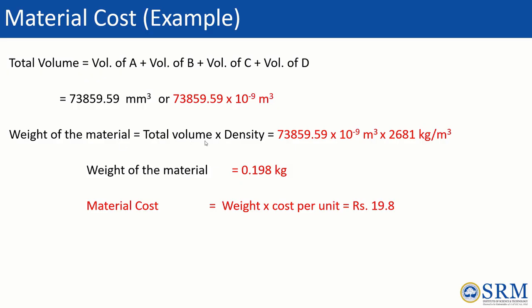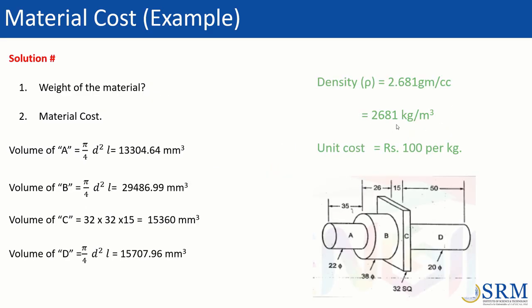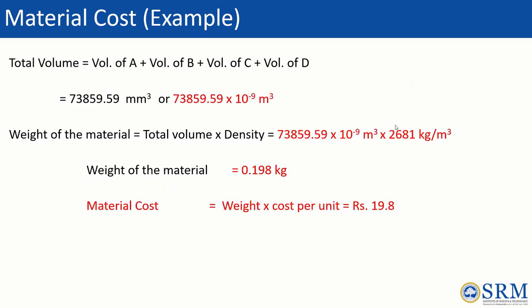So weight of the material is total volume into density. Since the density is given as 2681 kg per meter cube, we are converting the volume into meter cube to get the direct value of the weight of the material in kilogram. So by multiplying the total volume and density, we get the weight of the material as 0.198 kilogram. So now the material cost will be weight into cost per unit, that is equal to rupees 19.8.